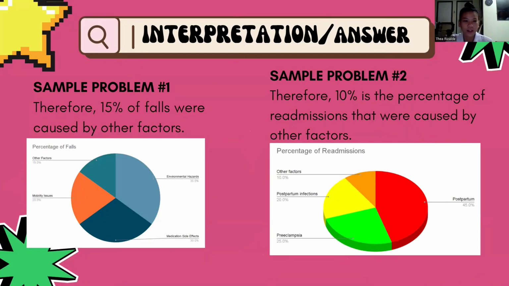Interpretation or answer. For sample problem number 1, therefore 15% of falls were caused by other factors. While for sample problem number 2, 10% is the percentage of readmissions that were caused by other factors.